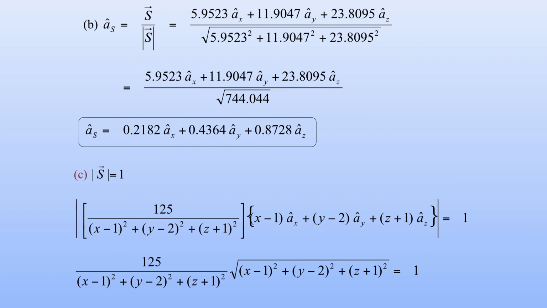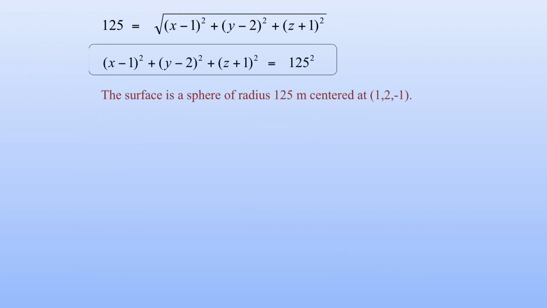So let us see. This equation gets further simplified as square root of (x minus 1) square plus (y minus 2) square plus (z plus 1) square is equal to 125. Squaring both sides and rearranging the equation, we get (x minus 1) square plus (y minus 2) square plus (z plus 1) square is equal to 125 square. If you closely observe this equation, then we can clearly see that this surface or this function is a sphere having radius 125 meters and with its center located at point (1, 2, minus 1).